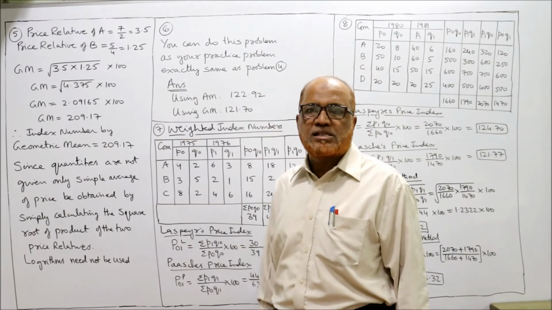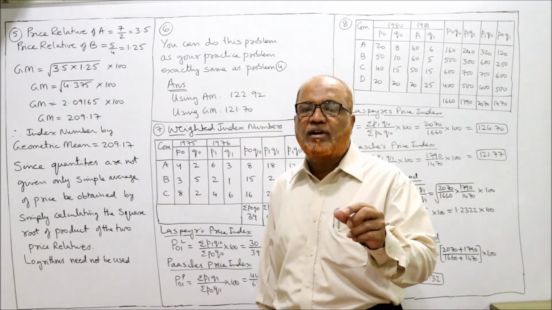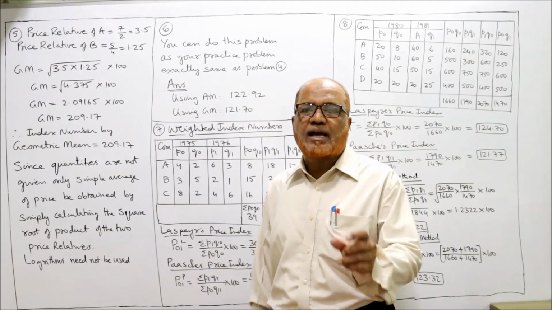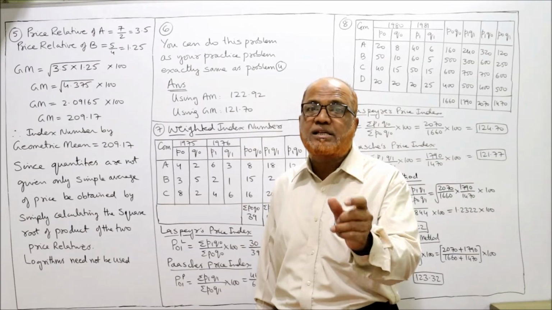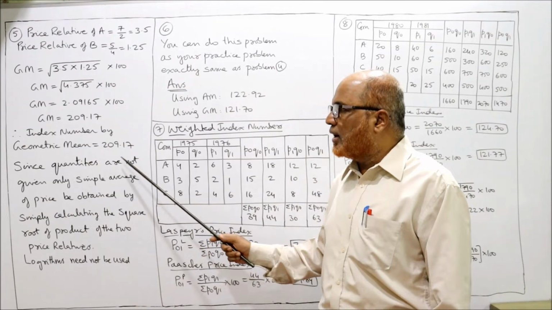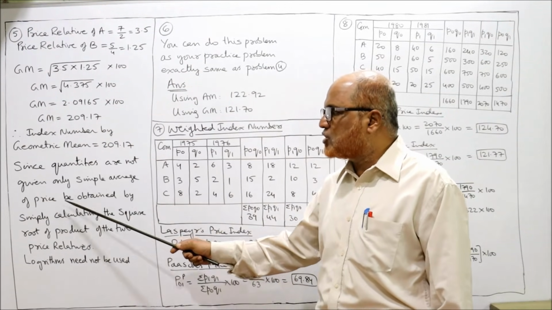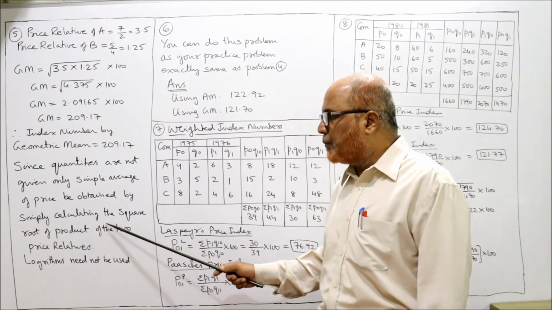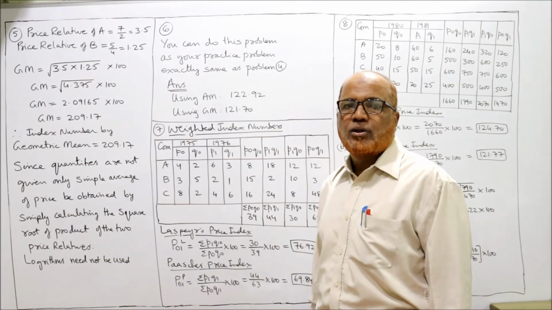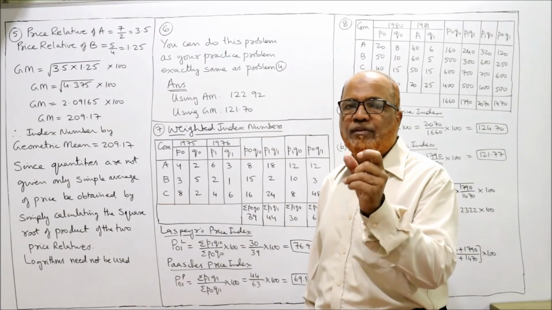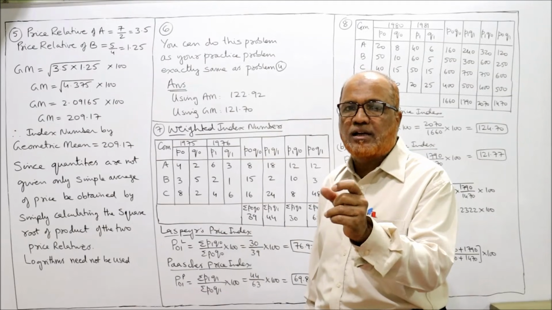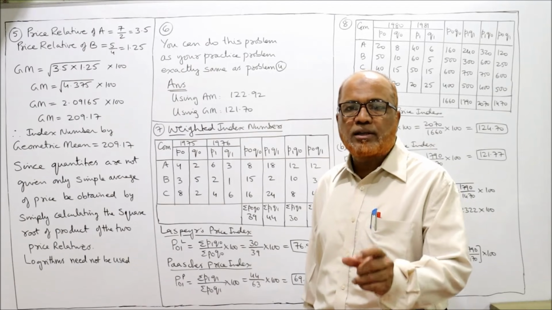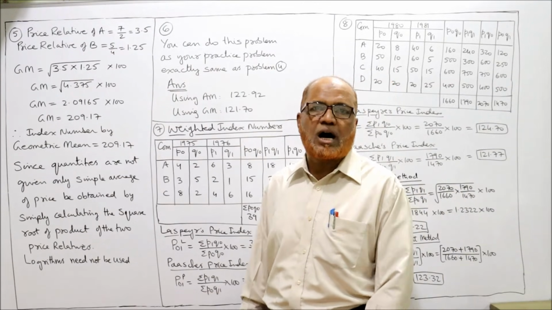There are no quantities given. If quantities were given, then we would have to use logarithm. Here there is no need of logarithm because we are calculating geometric mean of only prices. Since quantities are not given, only simple average price be obtained by simply calculating the square root of the product of the two price relatives. The geometric mean easily we can get by finding the product of price relatives and put it under root. So logarithms need not be used. Logarithm will be used only when quantities are given.